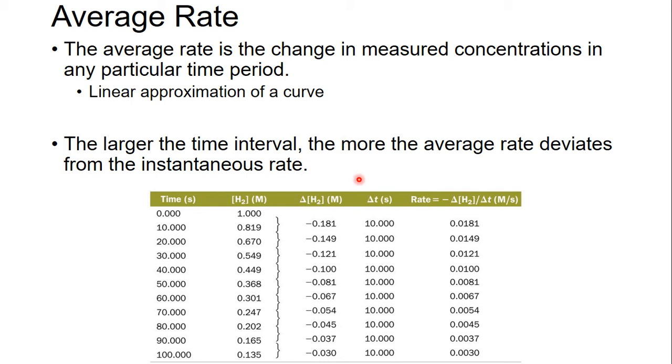Just keep in mind, the bigger the time interval you take for your average rate, the more it's going to be different from the instantaneous rate at that given time point, and the more in error it's going to be when compared to the instantaneous rate. So all we've been doing here is looking at our change in H2, our change in time, and then we get our change in rate.